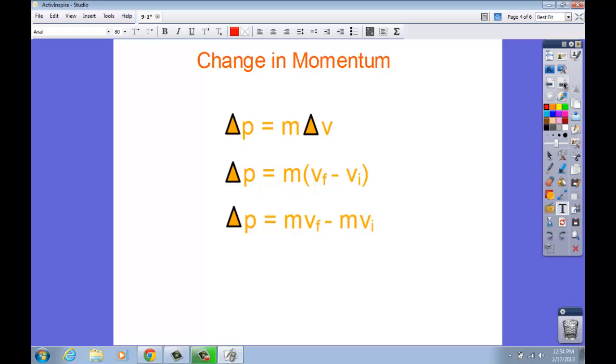The third version just takes the m and distributes it. We could also write out delta P to be P final minus P initial, depending on what the problem is asking us for. So not only can we calculate an object's momentum, we can also calculate its change in momentum. What happens if the velocity of the object is changing? What we are going to find is that to create a change in momentum, we have to apply what is called an impulse.